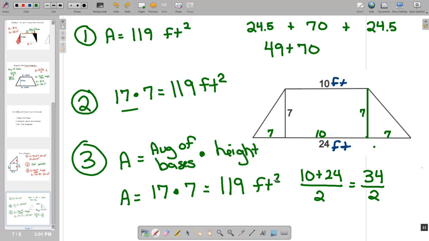So we showed you all 3 methods to find the area of a trapezoid. At any time, if you have any questions, please let me know.